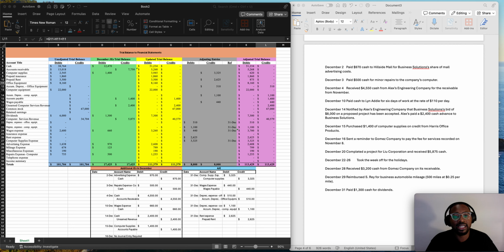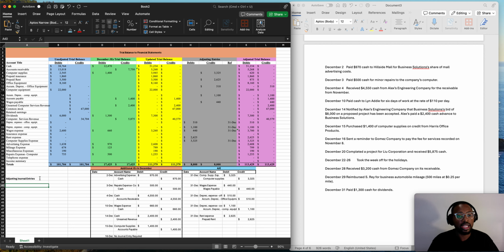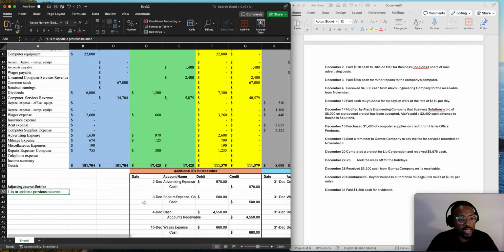So when we're discussing adjusting trial balance, there are a couple of things that you need to make note of. So I'm just going to put it here. Let's go with adjusting journal entries. Here's what you need to know. The first thing you need to know, number one, is the whole purpose of adjusting journal entries is to update a previous balance. That's really it. That's all you have to think. Don't get caught up in the weeds here. Let me zoom into the notes and then I'll pull back out.